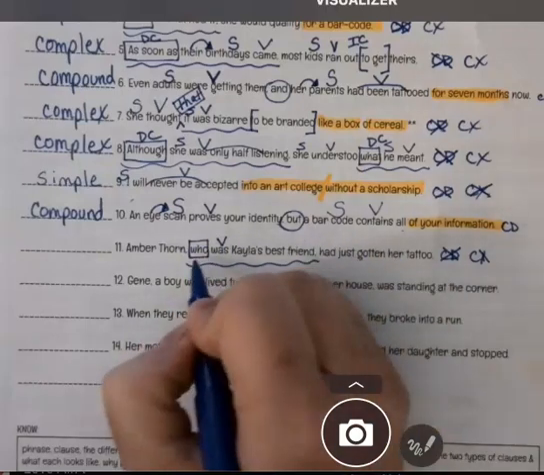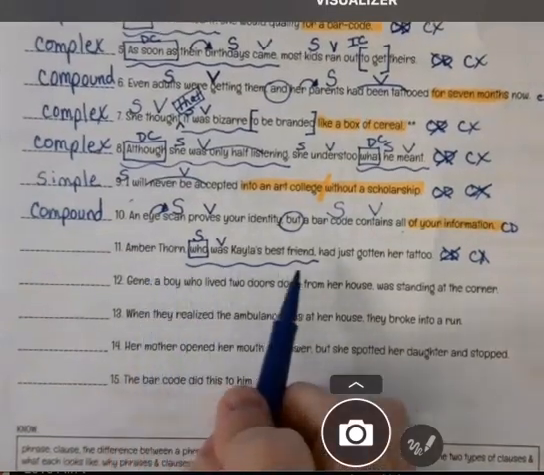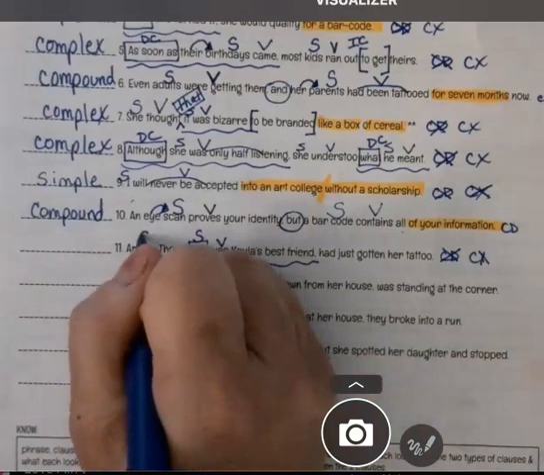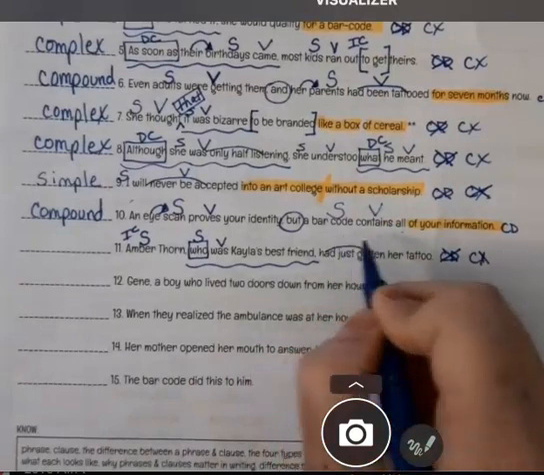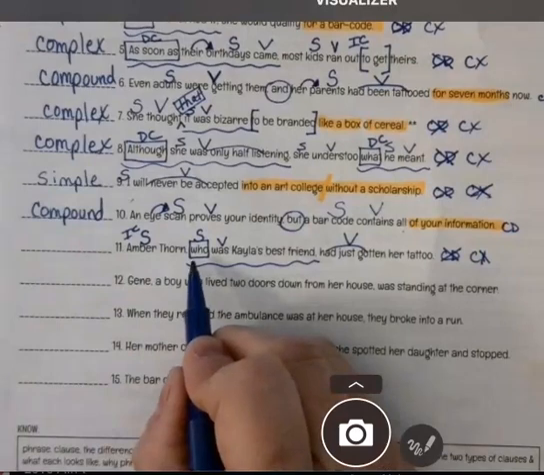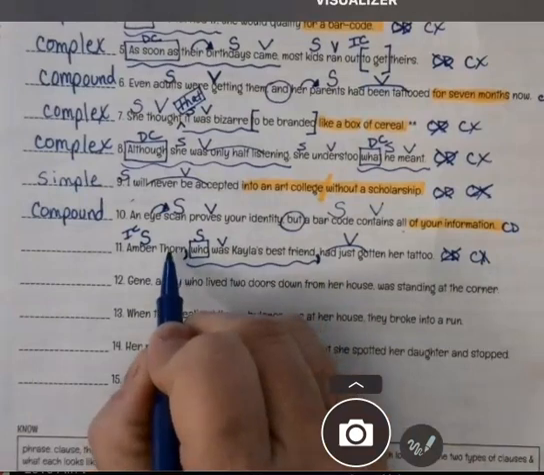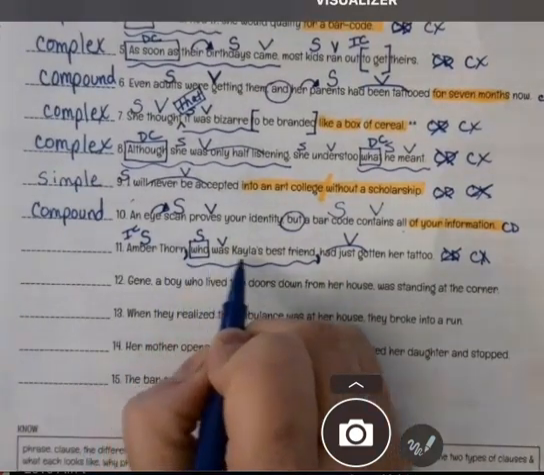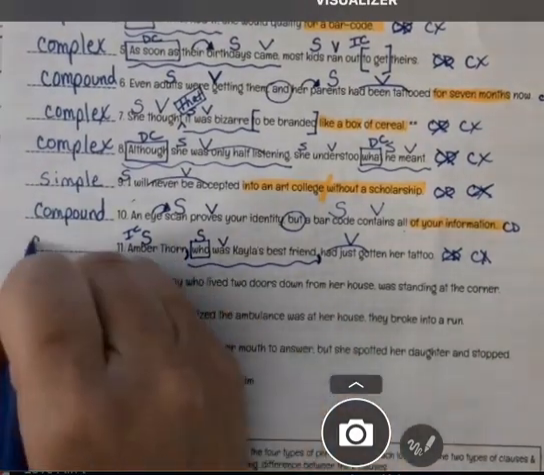Was is the verb, and I can tell that my subordinating conjunction now acts like the subject because that's the only word that's left. So there's my dependent clause. So my independent clause is Amber Thorne had just gotten her tattoo. Amber is the subject of the independent clause, and Amber had just gotten is my verb. So this looks kind of like an appositive, but it can't be an appositive. There are commas here, but there's no noun in here that renames Amber. There's just a grouping of words that describes Amber, but it's a dependent clause, so this is complex.